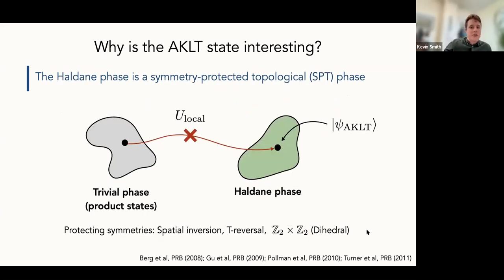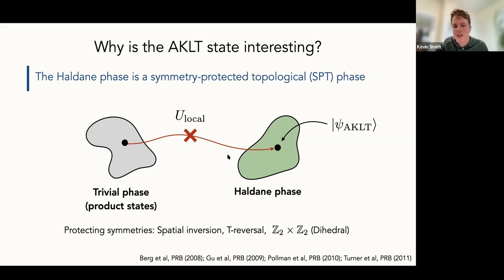Okay. The other thing I want to highlight is that the AKLT state is also sort of this prototypical example of what's known as a symmetry-protected topological phase. So what this means is that you cannot prepare the AKLT state or any other state in what's known as the Haldane phase from a product state or any other state in the trivial phase through merely local unitary transformations in a finite amount of time, as long as those local unitary transformations obey some protecting symmetry, they preserve some symmetry. So if you break the symmetry, you can prepare it, but if you don't break the symmetry, you can't prepare it in a finite amount of time.